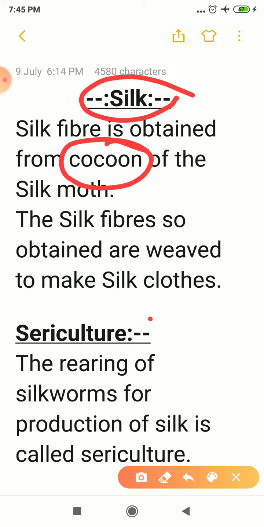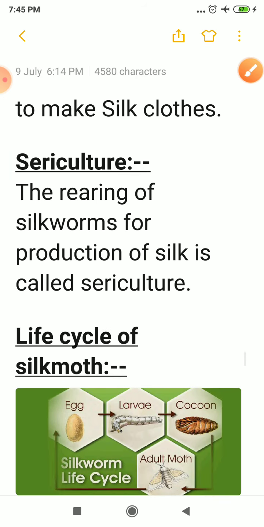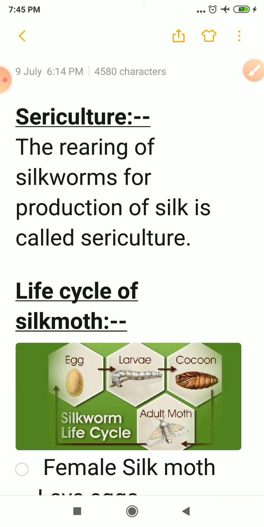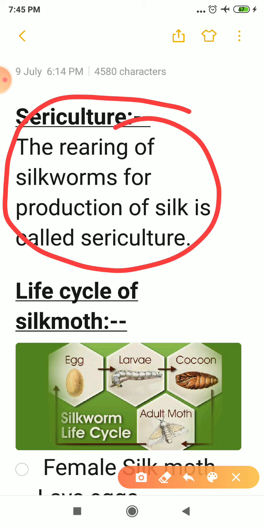Sericulture. What is sericulture? We have earlier discussed rearing. The rearing of silkworms for the production of silk is called sericulture. That is, keeping silkworms, feeding them, and taking care of them for the production of silk is called sericulture.